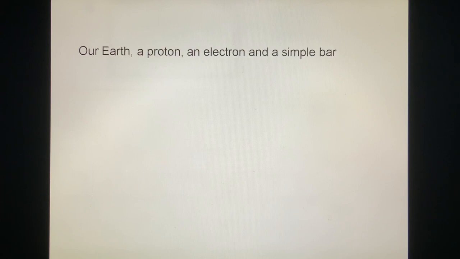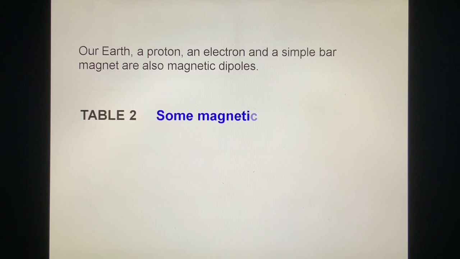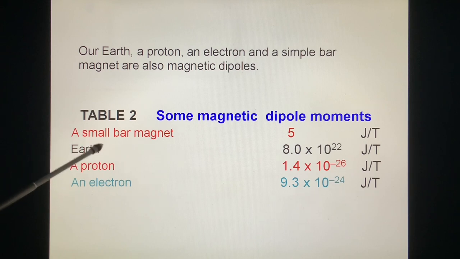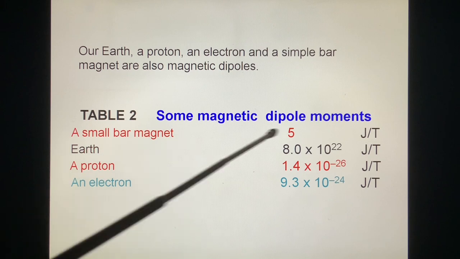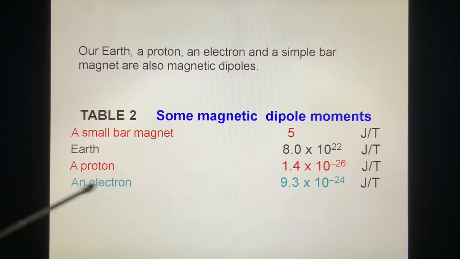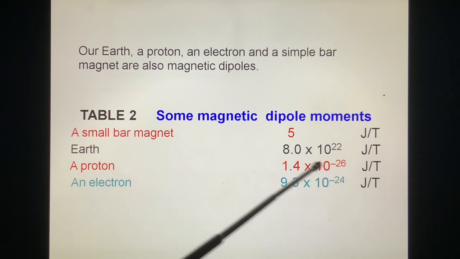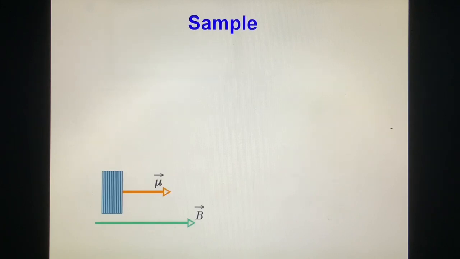Our Earth, a proton, an electron, and the simple bar magnet are also magnetic dipoles. We'll look at some magnetic dipoles. See the Earth, very huge, and a small bar magnet. An electron has a magnetic dipole moment of 9.3 times 10 to the minus 24, and a proton 1.4 times 10 to the minus 26.